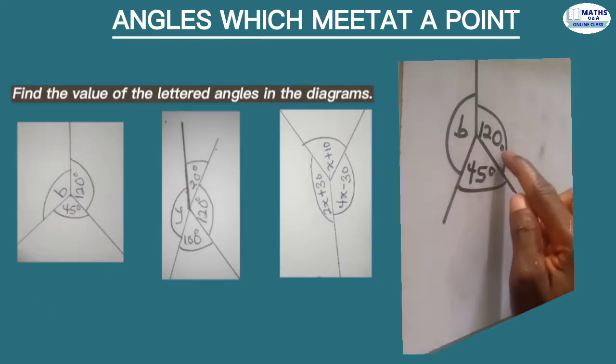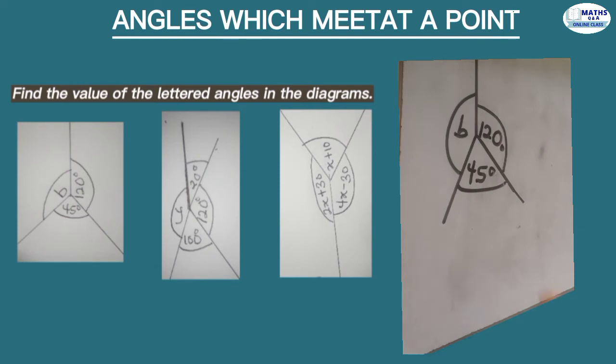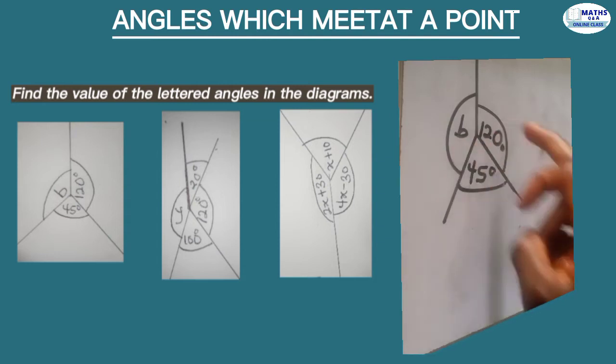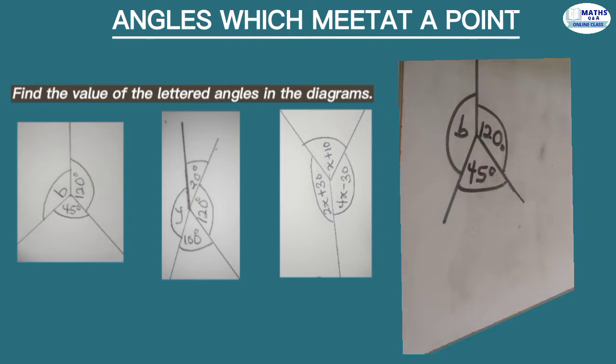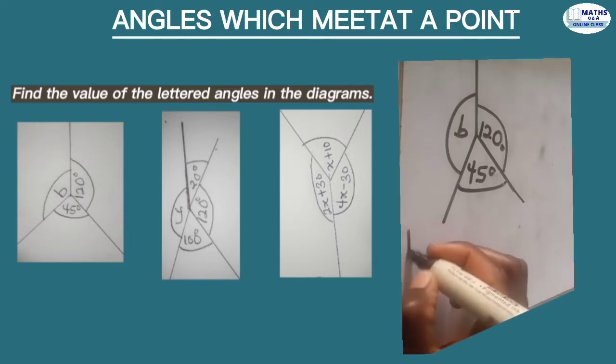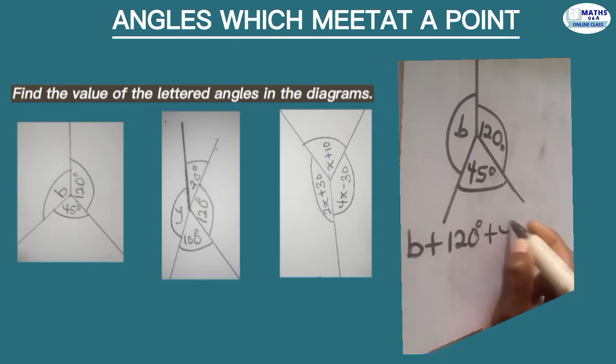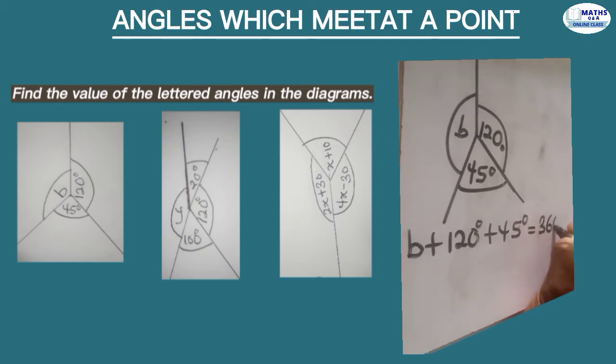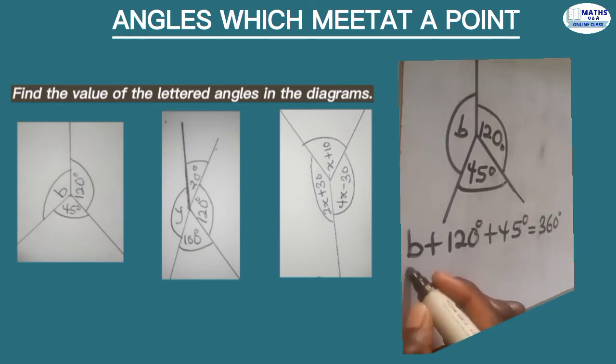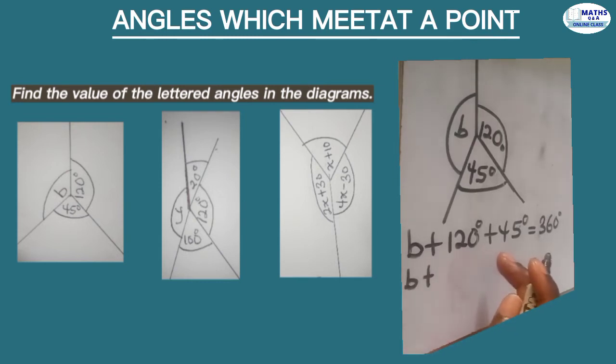We have B, 120 degrees and then 45 degrees. And you see that these three angles meet at a point, right? So we add these three angles and equate them to what? 360 degrees. So let's do that. We have B plus 120 degrees plus 45 degrees, and that one is equal to what? 360 degrees, right? So we have B plus 120 plus 45 give us what? 165 degrees. That one is equal to 360 degrees.